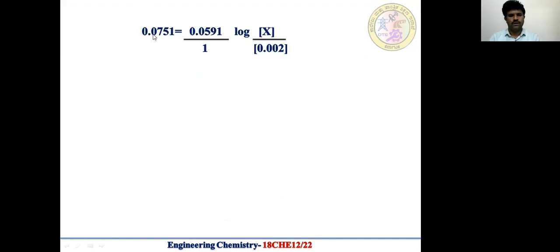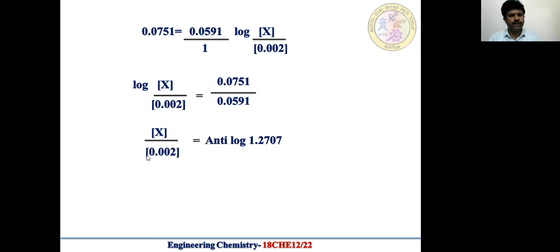So log of x divided by 0.002, I will take to the left because I want to find the value of x, is equal to 0.0751 divided by 0.0591. So I will keep this term and send the other to the denominator. Log x divided by 0.002 is equal to 0.0751 divided by 0.0591.